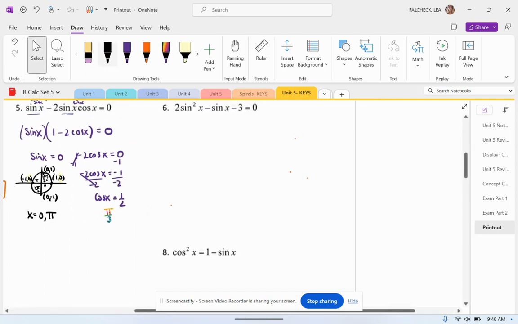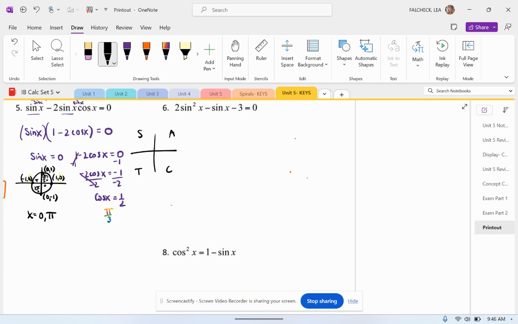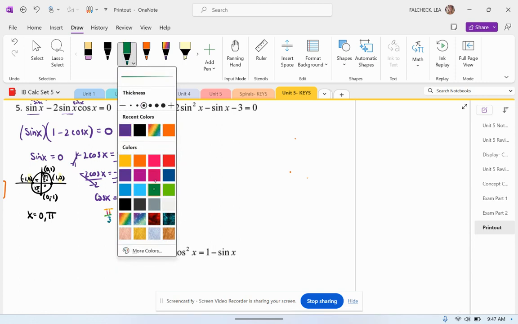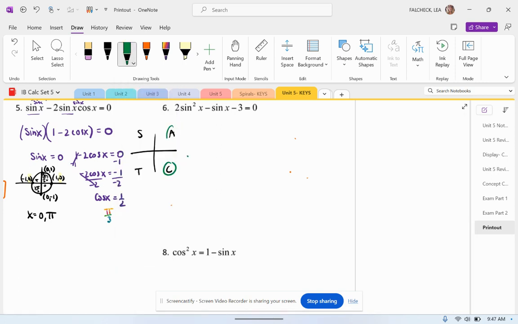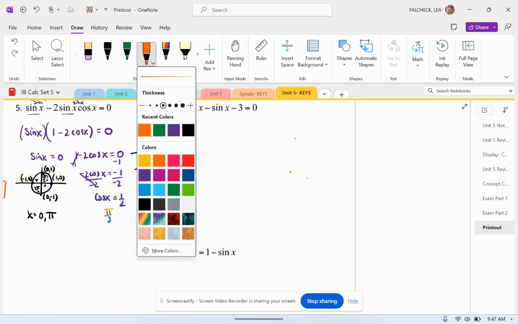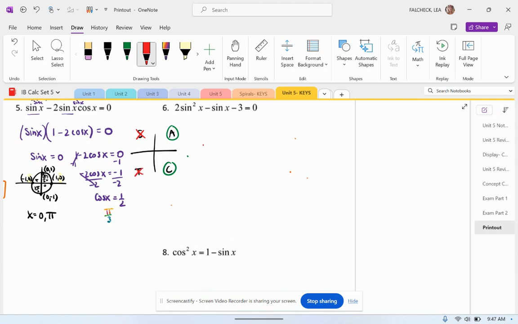Now I'm going to consider what quadrant I'm going to be in using All Students Take Calc. So cosine, it looks like, is positive in quadrant 4 and quadrant 1. I only want the positive because the answer here is positive. And then I'm going to reject quadrant 2 and quadrant 3. All right, so I've got pi over 3. He's in quadrant 1, pi over 3.